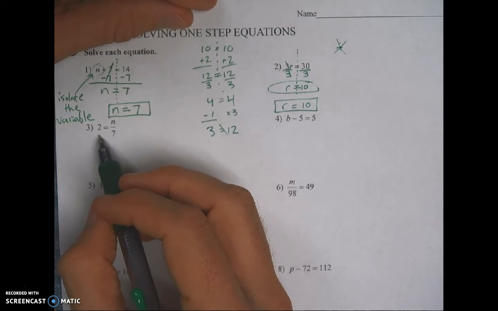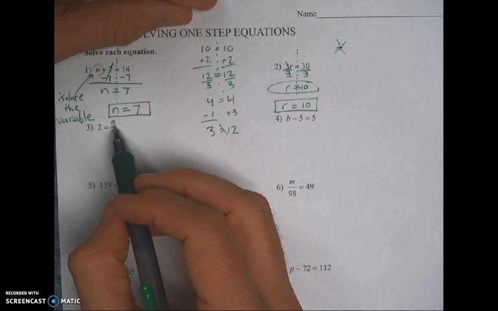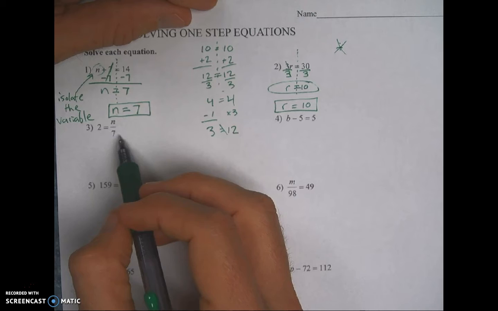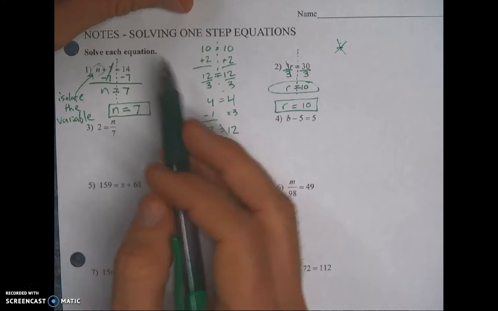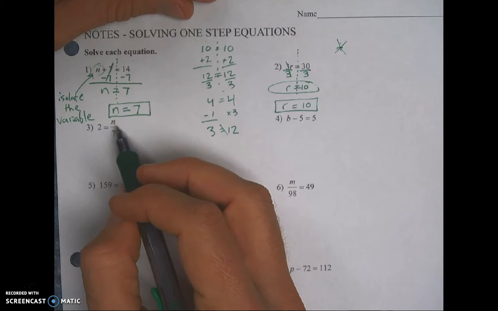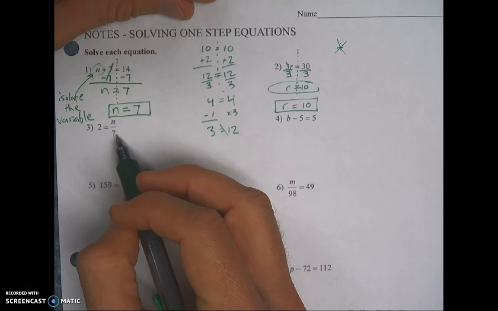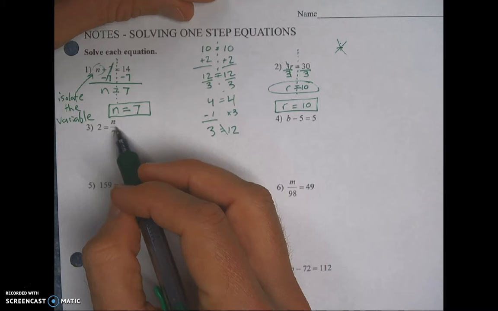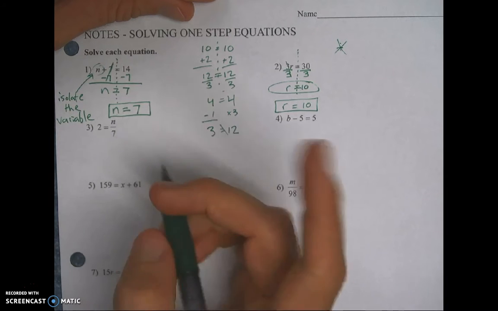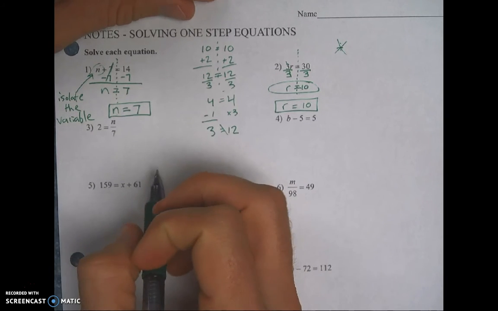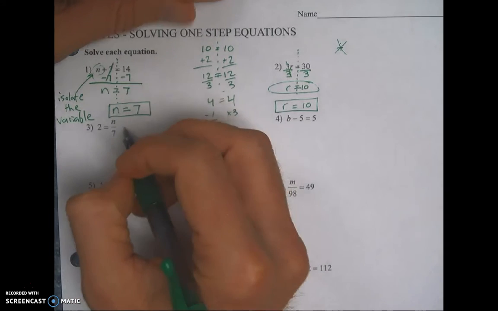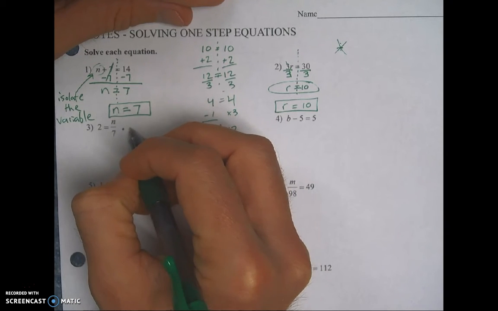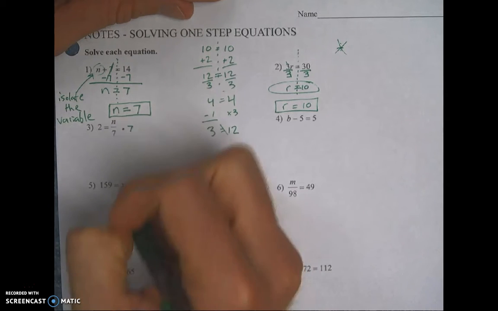So number 3. 2 equals some number divided by 7. So if I'm just going to follow my steps here, I'm going to look at whatever's happening between the variable and the number, and I'm going to reverse it to undo it. So I see n divided by 7, which means to reverse it, I need to times by 7. And here's how we're going to show multiplication. You're going to show multiplication on the side like this. It's the only one we show on the side.